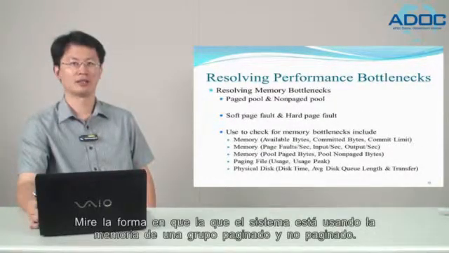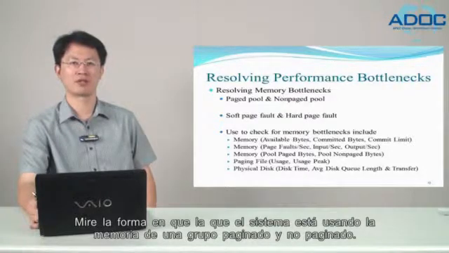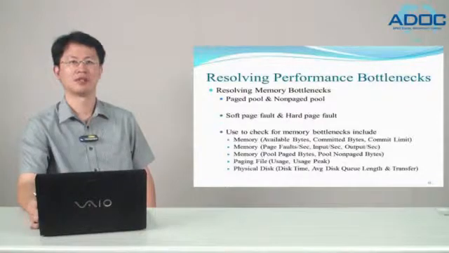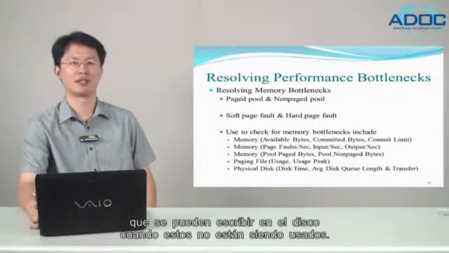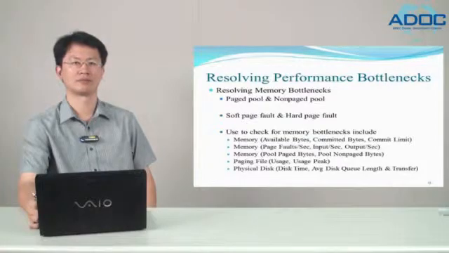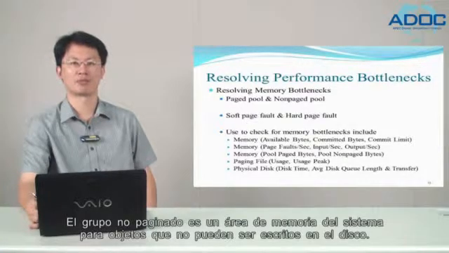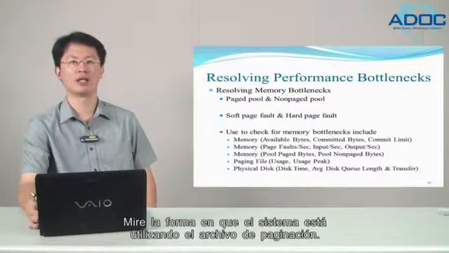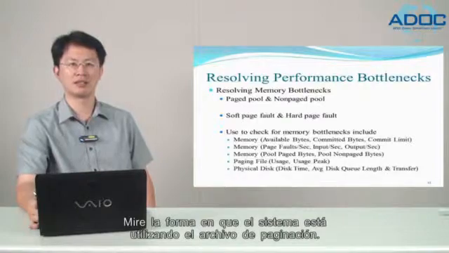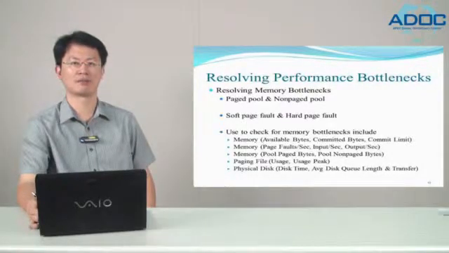And look at the way the system is using the paged pool and non-paged pool memory. The paged pool is an area of system memory for objects that can be written to disk when they aren't used. The non-paged pool is an area of system memory for objects that cannot be written to disk. Look at the way the system is using the paging file.